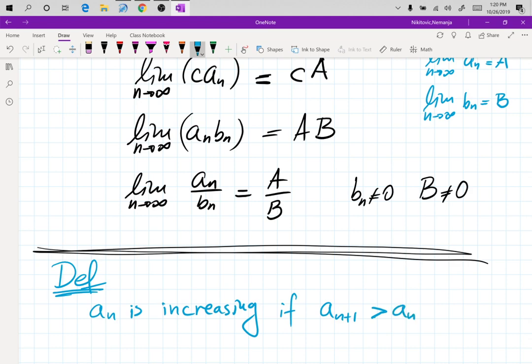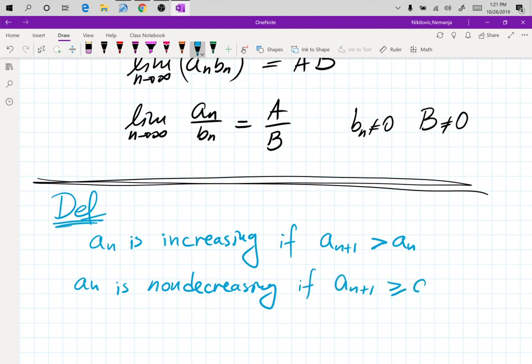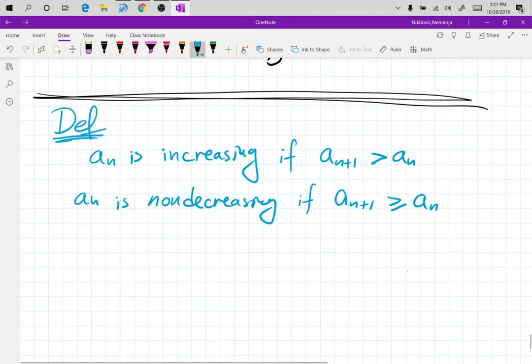So any term you pick that is further down in a sequence, if that term is bigger than any of the previous terms, it's going to be increasing. And an is non-decreasing if an plus 1 is bigger or equal than an. See? Just some English language. It makes sense when you see the mathematics.